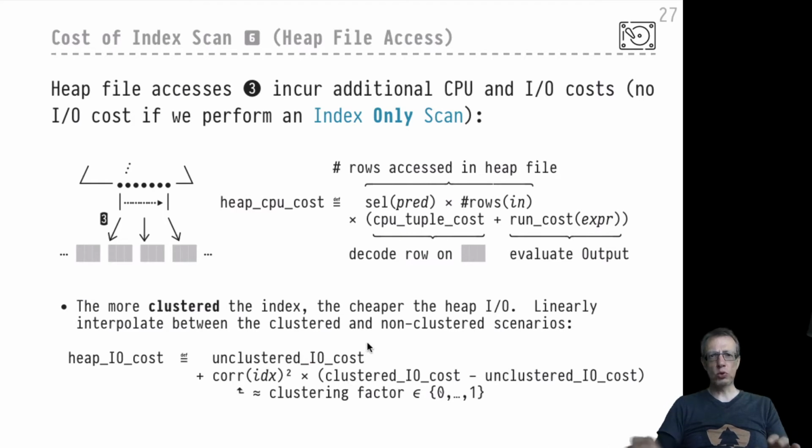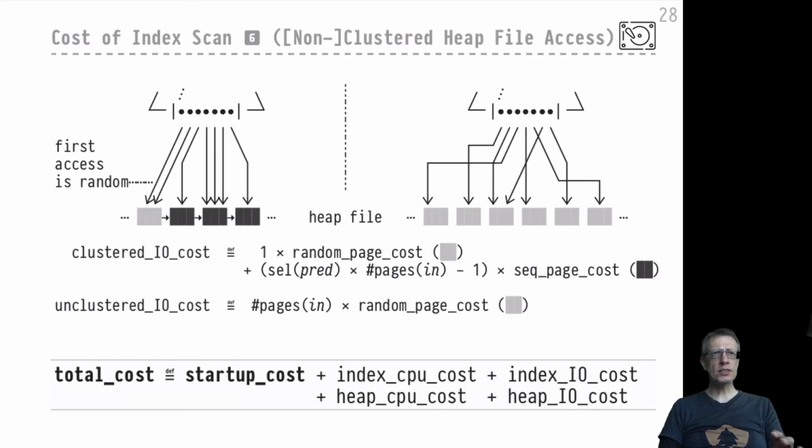This is how PostgreSQL incorporates the correlation factor of the index into the estimated I/O cost during the heap file access. So let's briefly look at how we could assess the unclustered I/O cost and the clustered I/O cost. All right, on the left-hand side of the figure here, you can see that all of these page pointers are so neatly ordered. This obviously is the clustered I/O cost case.